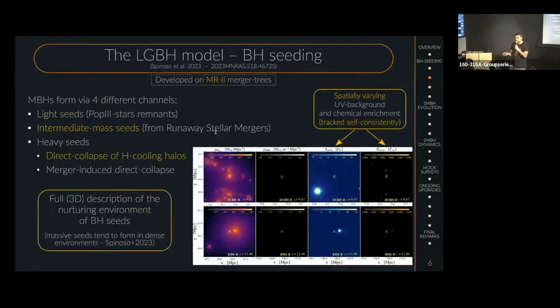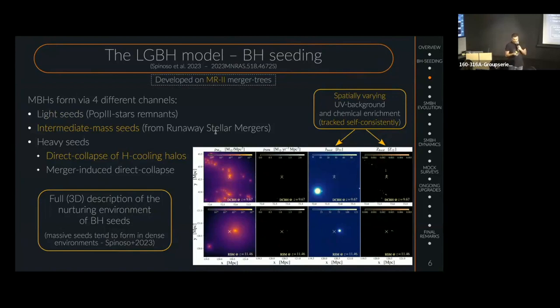intermediate-mass black holes, forming in dense stellar clusters for instance, or heavy seeds from direct collapse, were followed self-consistently in this model because we were able to track the spatially varying UV background, so the Lyman-Werner background, and the chemical enrichment of the environment, as I'm showing here in these 2 plots for 2 black holes that form at redshift, let's say, above 10.